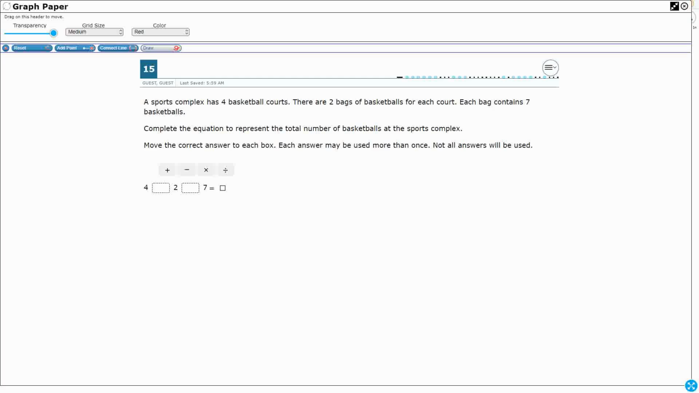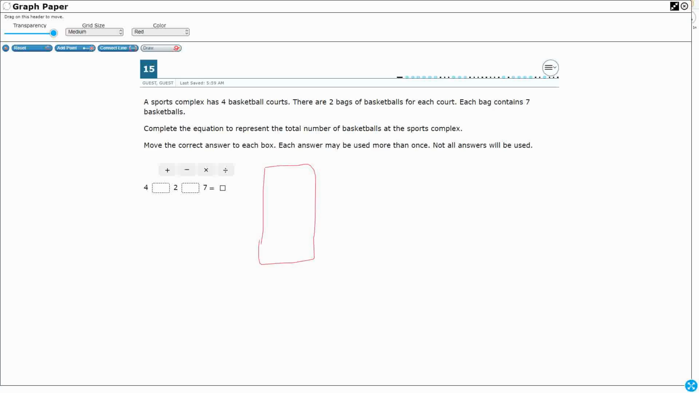A sports complex has 4 basketball courts, 2 bags of basketballs for each court. Each bag contains 7 basketballs. Easiest way I can think of doing this is to draw a picture. A sports complex has 4 basketball courts. They don't have to be perfect, so I'm just going to make 4 rectangles. These are going to represent my 4 basketball courts.